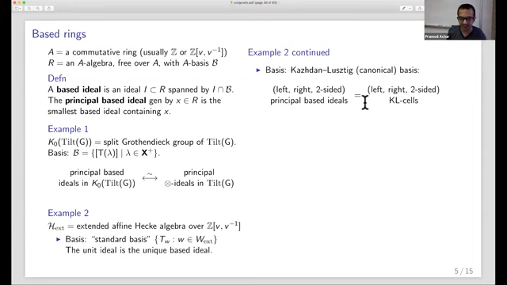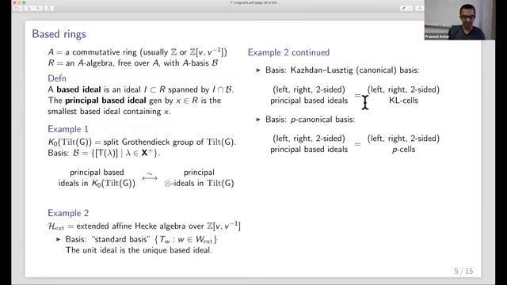And then, in the past 10 years or so, you can consider another basis for the Hecke algebra, which is the p-canonical basis, and then you repeat this. So the p-canonical basis is some basis for the Hecke algebra, and then left, right, or two-sided ideals with respect to this basis. That's the definition of left, right, or two-sided p-cells. Okay, so those are some situations where you can apply this concept. And here's example 3.